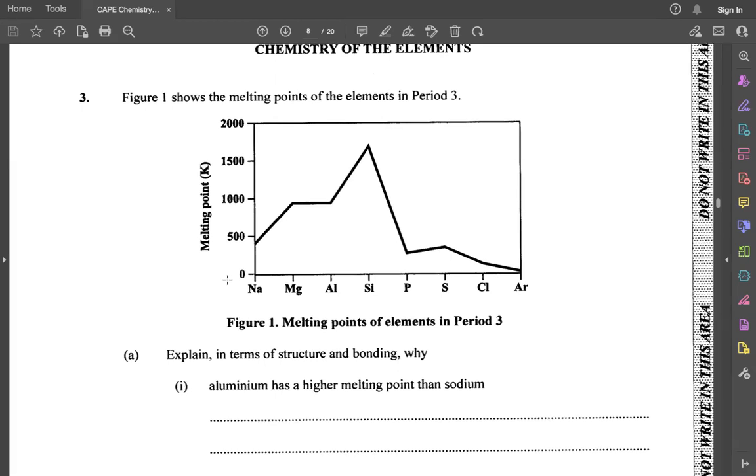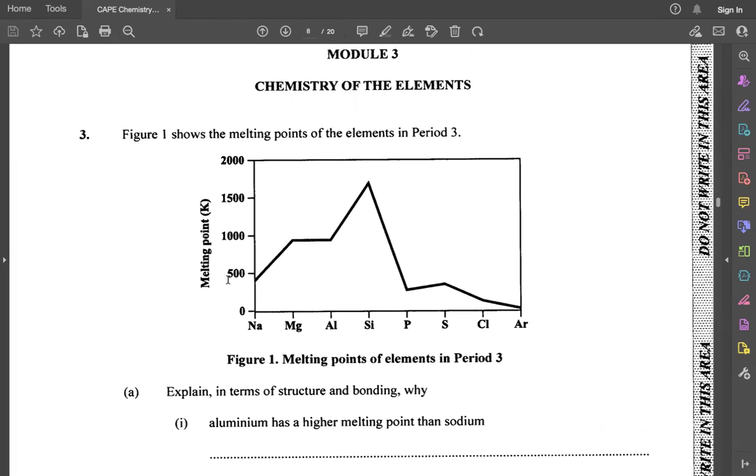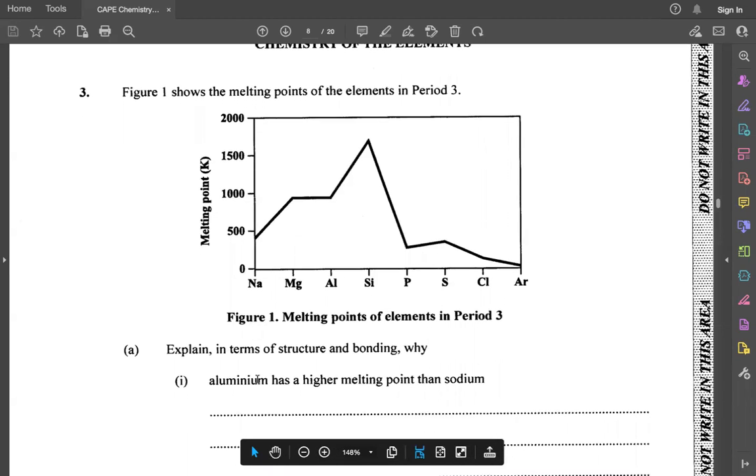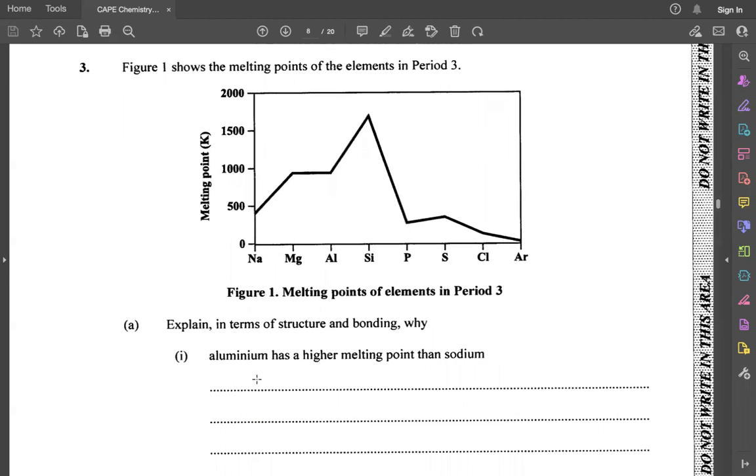Okay, so now we are working on question 3, which is one from module 3, chemistry of the elements, right? And so we see figure 1 here is showing us the melting points of the elements in period 3. And so we can see the melting points here on the y-axis and the element is here on the x-axis, right? And so the first question is saying that part A, explain in terms of structure and bonding why aluminum has a higher melting point than sodium, right?